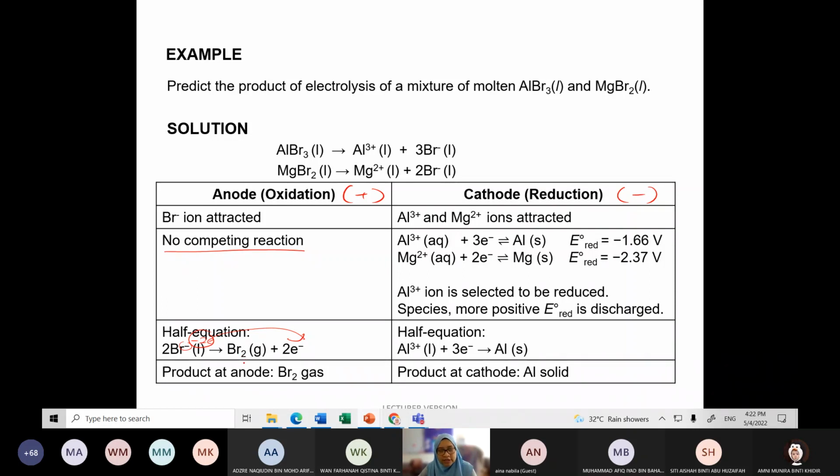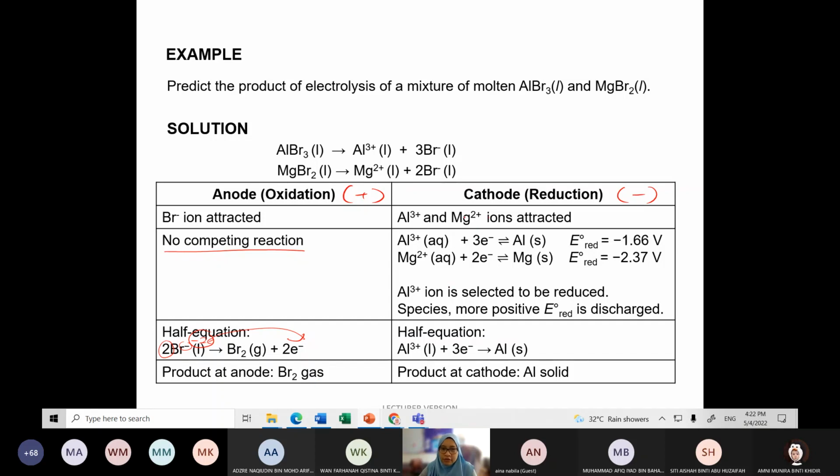Okay, iodine also, iodide will form I2. Okay, so in order to balance this equation, you have to put a coefficient of 2 at the front of the ion. Okay, and then the product at the anode will be bromine gas.